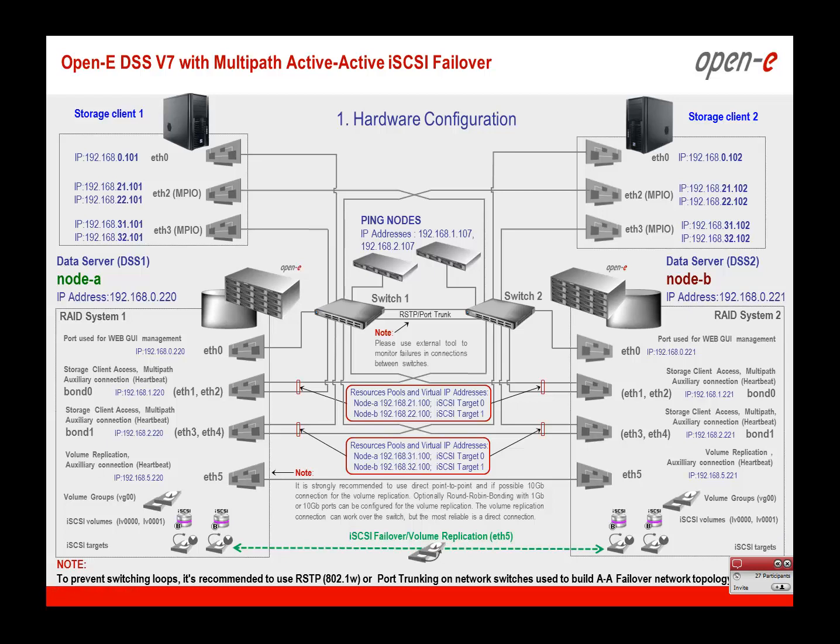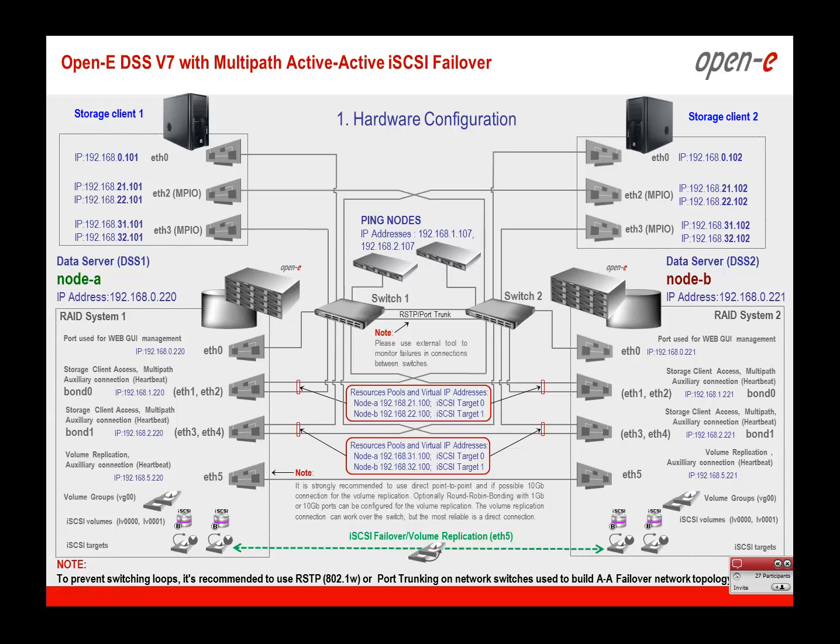So the second resource pool, to which we will assign the target 1 and mirror 1, so the second one, will also have 2 virtual IPs, and I put them on node B: 192.168.22. 2 means second resource pool, and as you see on node B we have another one, 192.168.32.100, and that will be exporting target 1.